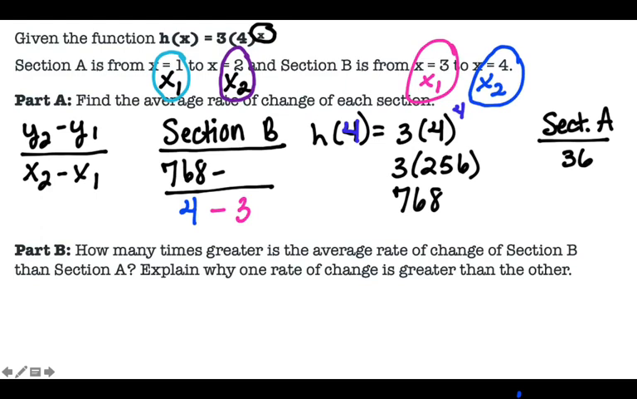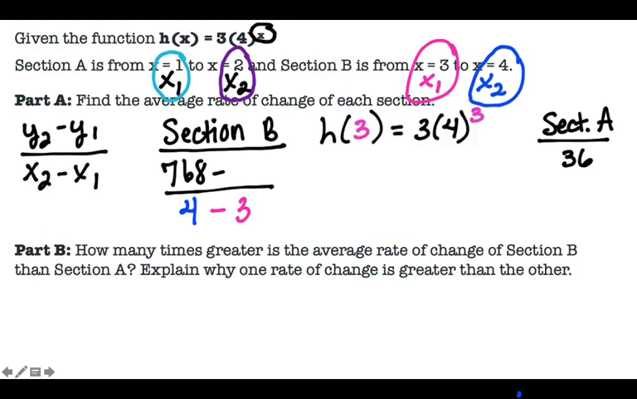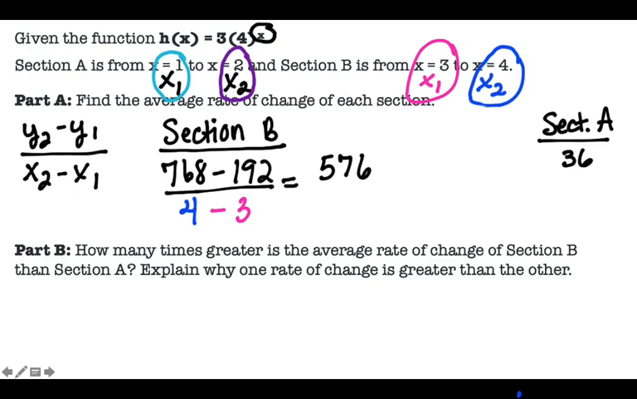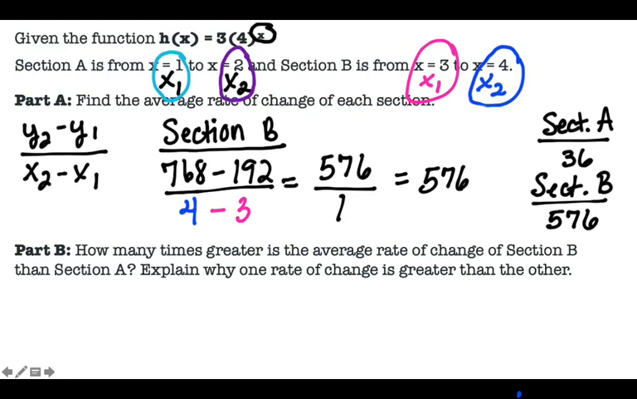And then I'm going to do the same thing for when x equals 3. 4 to the 3rd power is 64. 64 times 3 is 192. So now I have my entire formula filled out. I just subtract and divide and I'm done. So 768 minus 192 is 576. And 4 minus 3 is 1. So that just simplifies to 576. So my section A answer is 36 and my section B answer is 576. So that's all it asks you to do for part A. And you should be showing your work for all of that in your answer for additional comments.